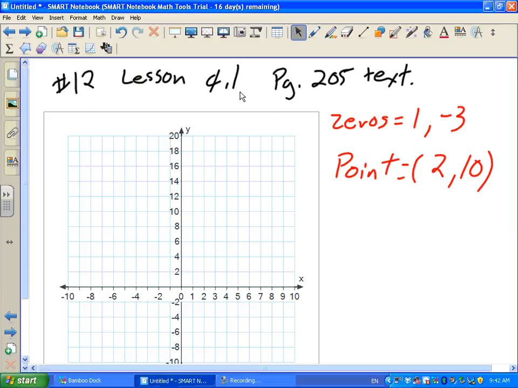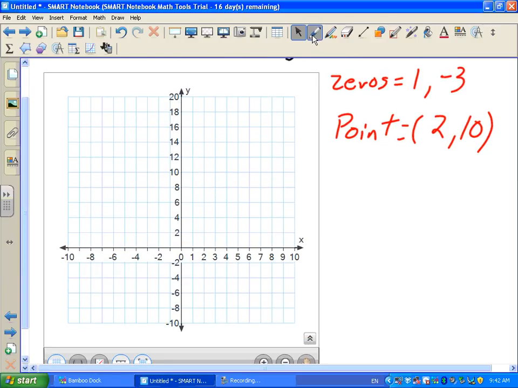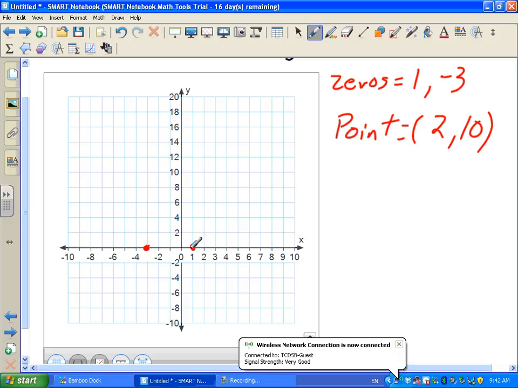All right, this is question 12 from last night, so this is lesson 4.1, and it's on your text page 205. The question gives us two zeros. Let's get our whole graph in here. It gives us 2 points for zeros, 1 and -3. So our -3, that's one of our x-intercepts. Our other x-intercept is going to be 1. They've also given us a point of 2 and 10. So they've given us 3 points.